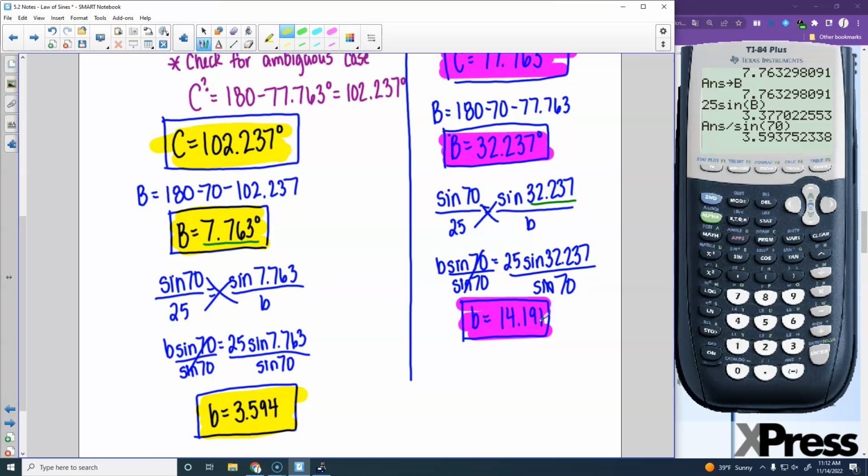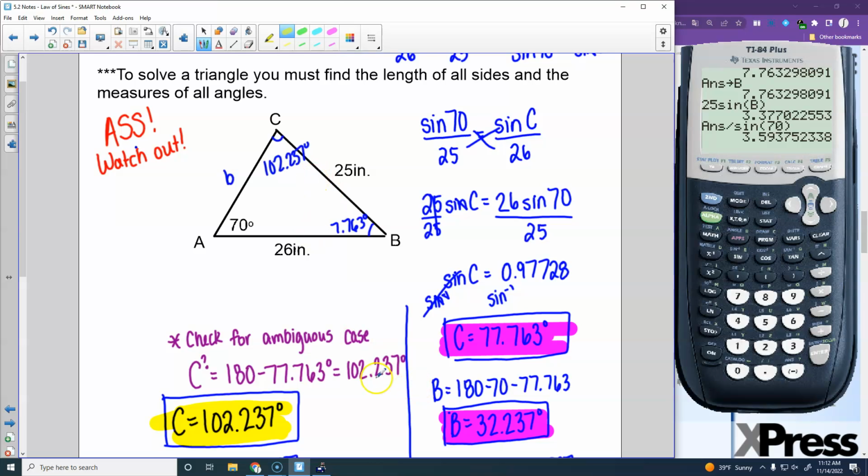I'm confused on how we know it's ambiguous. I know you did the 180 number, but how does the number tell you? If it will work in the triangle, if it's less than 180 degrees whenever you add it all together, then it is also possible that it's this value right here. Since this was 102 and this was 70, and we put those together, it's still less than 180 degrees.